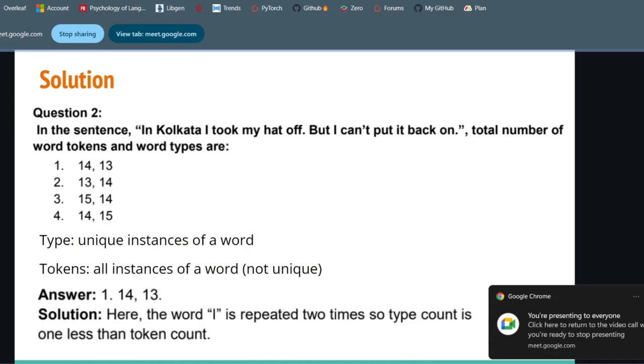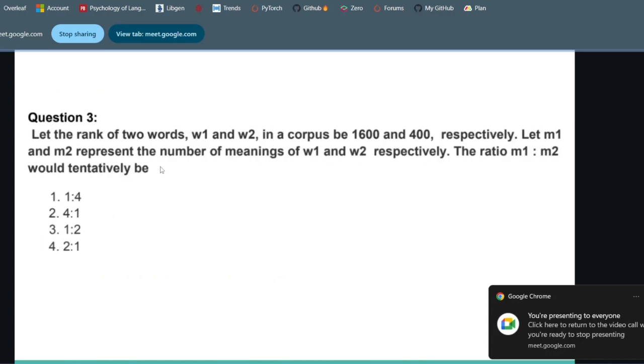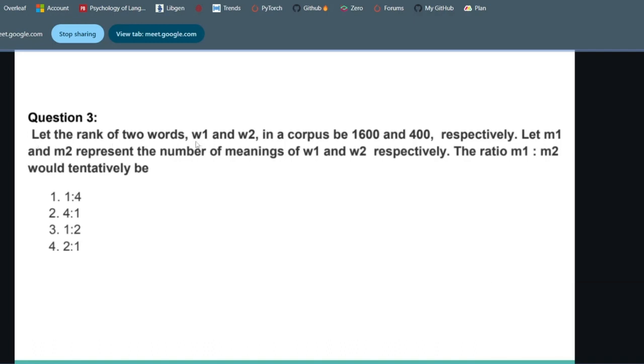We'll move on to the next question. Let the ranks of two words W1 and W2 in a corpus be 1600 and 400 respectively, and M1 and M2 be the number of meanings of the words. Now, what would be the ratio of M1 to M2? Please try solving the problem. I'll give you 1 or 2 minutes and then we'll discuss the approach.